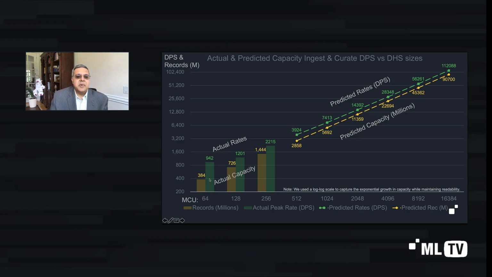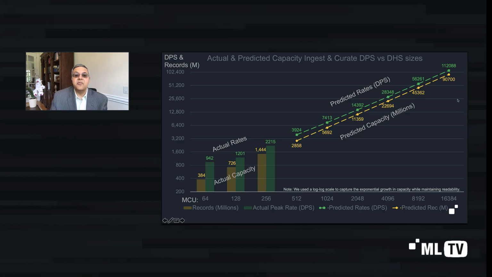Then the green bars are the curation rates, so ingestion and curation combined rates. We got about 1,000 for the small unit, 1.2K for the mid-sized unit, and 2.2K for the 256 MCU system. And when you project this out to the larger capacities, this would give you an ingestion curation rate of about 100,000 documents per second, with about 90 billion documents in the system for this particular kind of data.